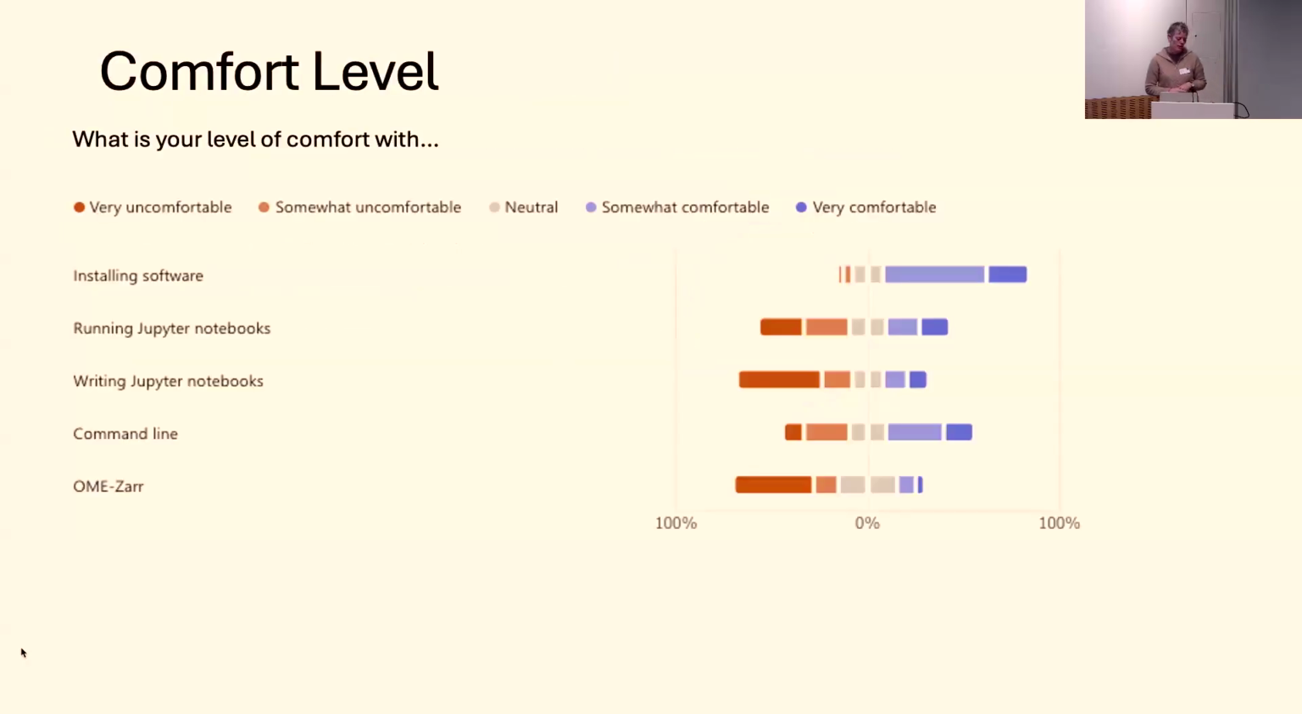And then the last question that I'm going to go through today is comfort levels. So what is your level of comfort with? And then we listed out a couple of things. I just want to highlight again, OME-ZARR is at the bottom there. And you can see that while people are used to the idea of it, their comfort level is still quite low with OME-ZARR. So that's an area that we need to maybe think a little bit more about. And then, as Lucy indicated, the comfort level of running Jupyter notebooks is still a little bit lower, and especially engaging with or writing Jupyter notebooks is even lower than that.